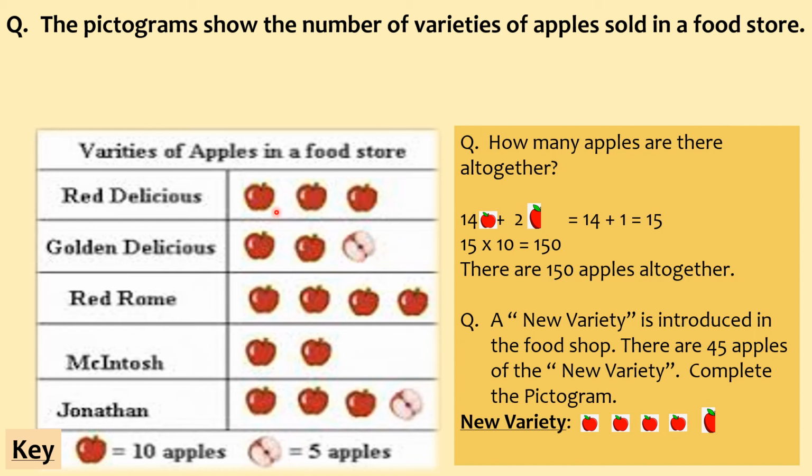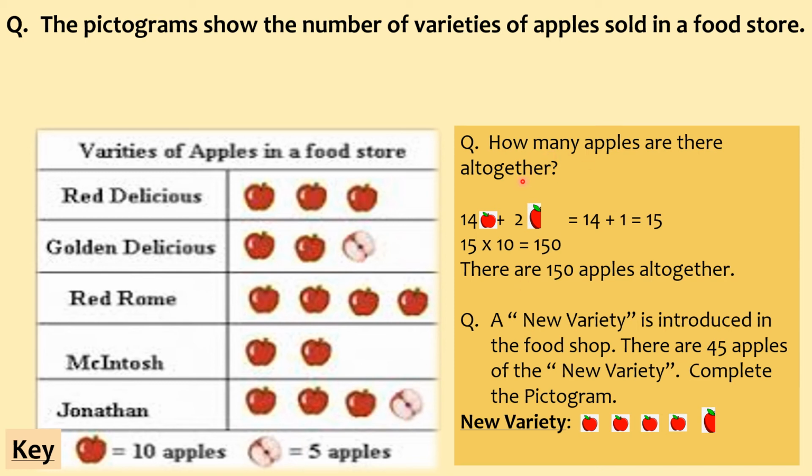So here that means if the key says that one picture represents 10 apples, how many red delicious apples would be there? 10, 20 and 30. How many golden delicious? 10, 20 and this is 5. This is not 10. So 10, 20 and 25. 10, 20, 30, 40 red rome. Macintosh 10, 20. Jonathan 10, 20, 30 and 35.